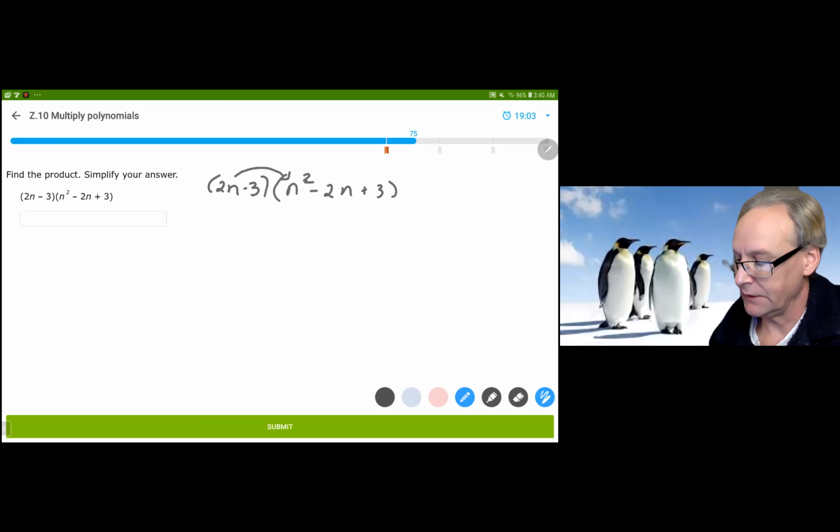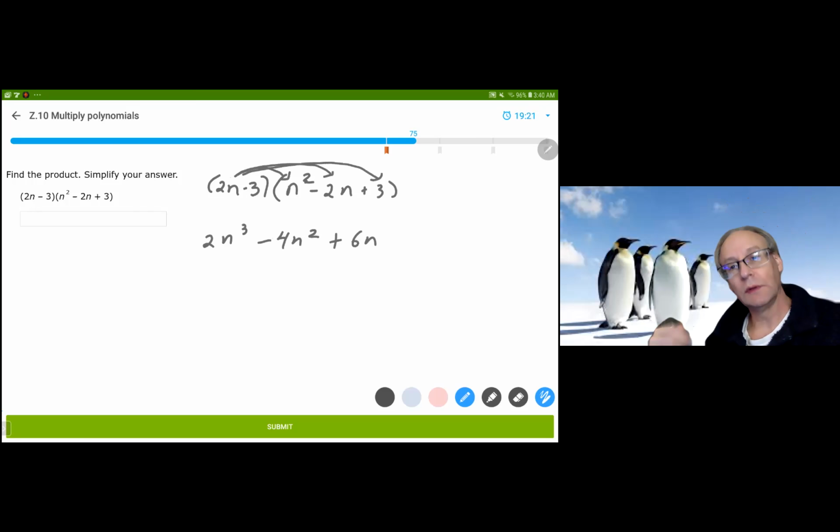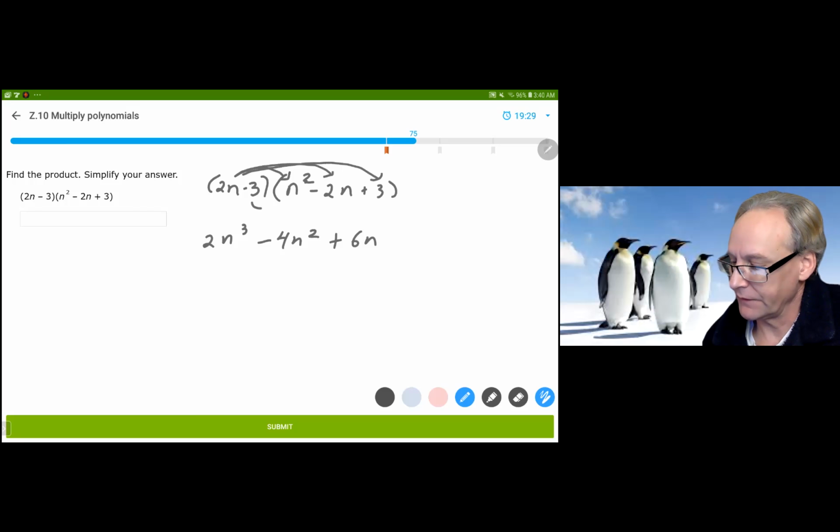2n times n squared is 2n cubed. 2n times minus 2n is minus 4n squared. And 2n times positive 3 is plus 6n. Now what I did is the rule is you have to multiply every term by every other term. So what I haven't done is I haven't multiplied my negative 3 times all the terms.